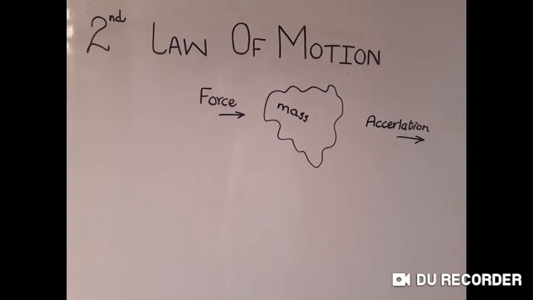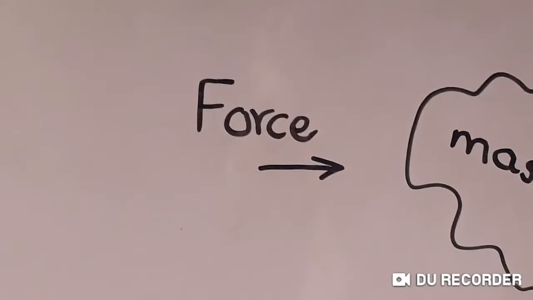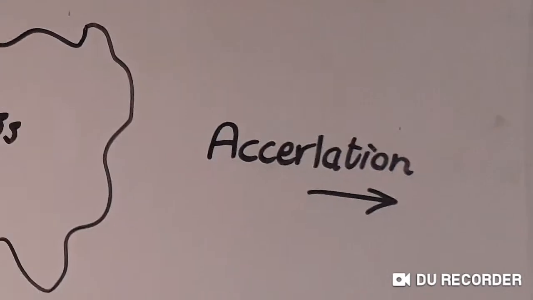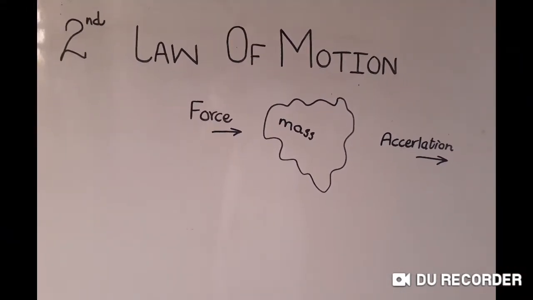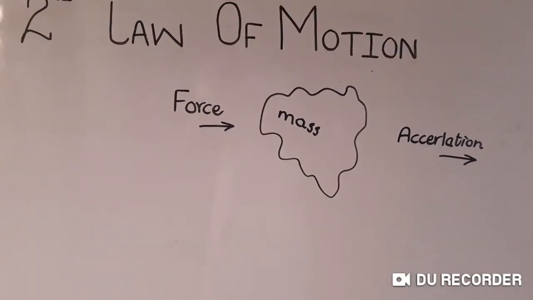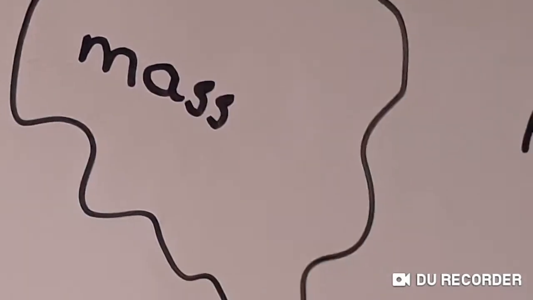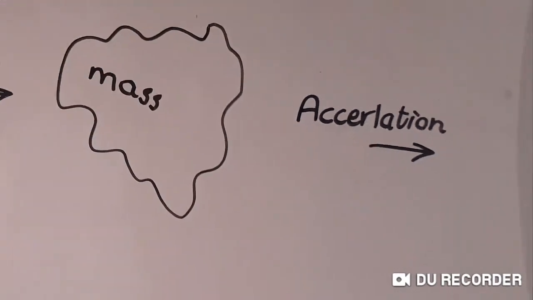So without wasting time, let us go sharply into our new video about Newton's second law of motion. What is Newton's second law of motion? It is related to three things: force, mass, and finally acceleration. What does Newton's second law of motion state? It states that whenever a net force acts on a body, it produces acceleration in the body. Means whenever a net force acts on the body, it will produce acceleration in it.